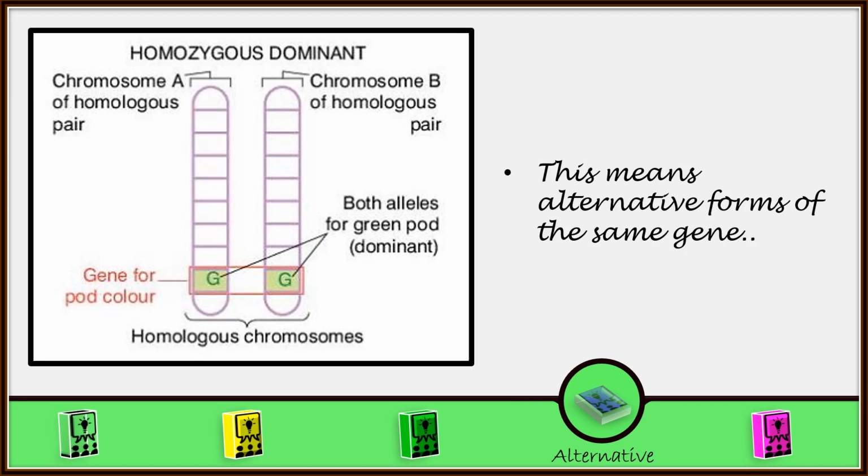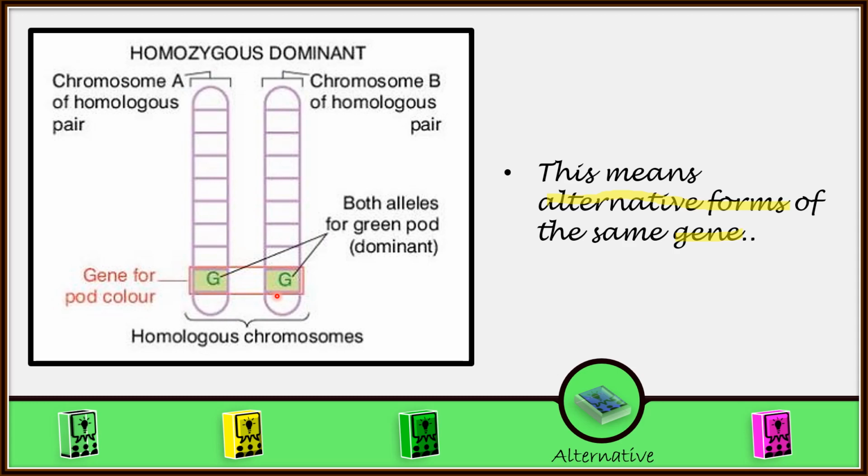This means alternative forms of the same gene. Alternative form of the same gene, meaning that it can be allele and allele, but they are the same form. But it can also be capital G and small g, meaning that they are alternative forms of the same gene. Same gene means that it is controlling the same characteristic.